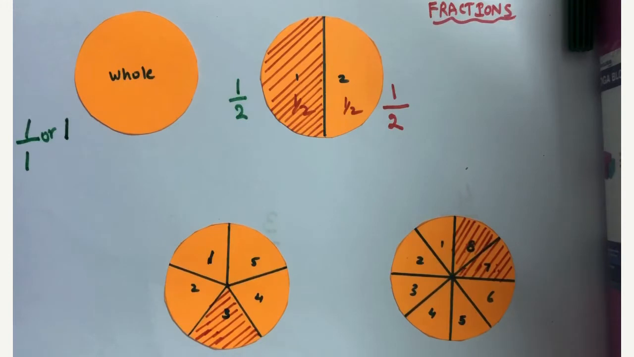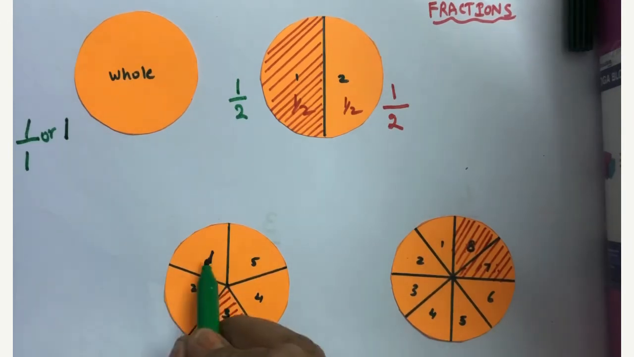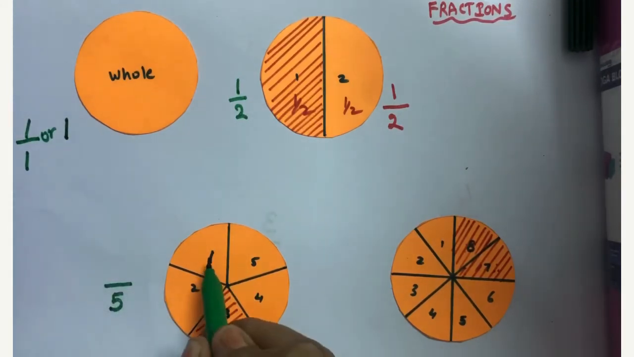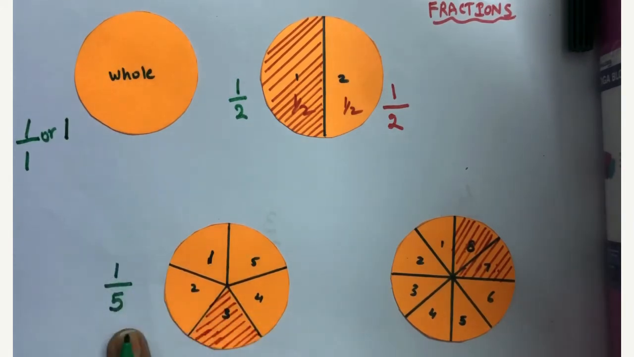Okay. Now let's look at this one. Here you can see this circle is divided into 5 equal parts. 1, 2, 3, 4, 5. What will be the fraction for each part? There are 5 equal parts, so 5 will be in the denominator, and for one part it is 1 divided by 5, that is 1 upon 5. Now if I want to write a fraction for the shaded part, what will it be? There are 5 equal parts, so 5 in the denominator and only one part is shaded, so there will be 1.